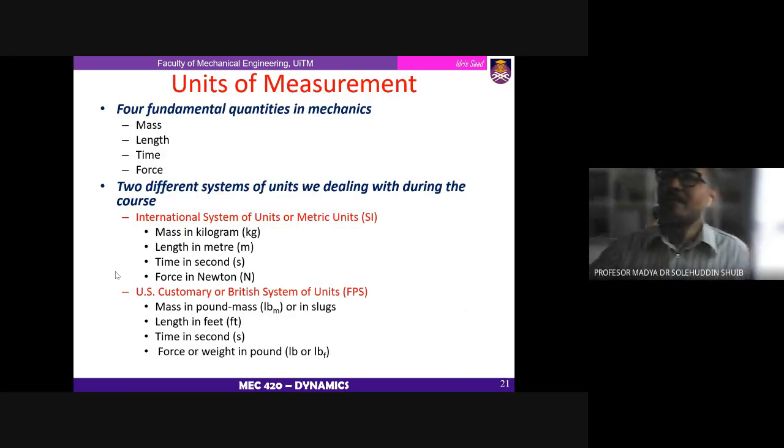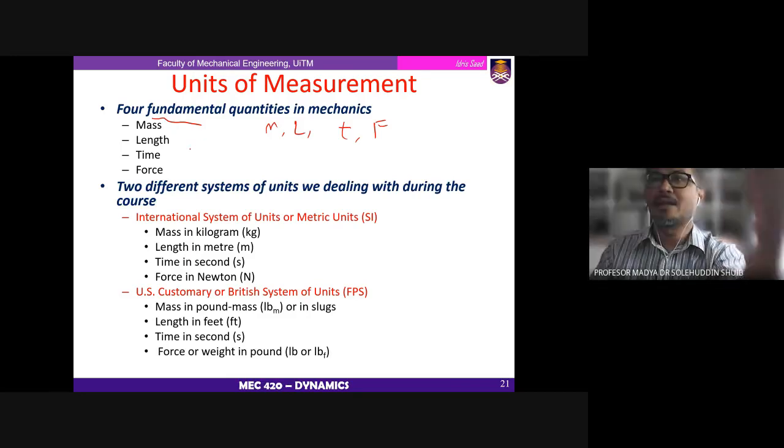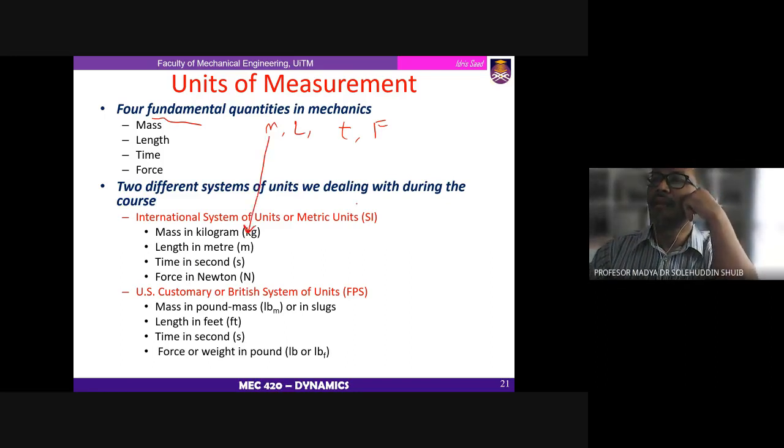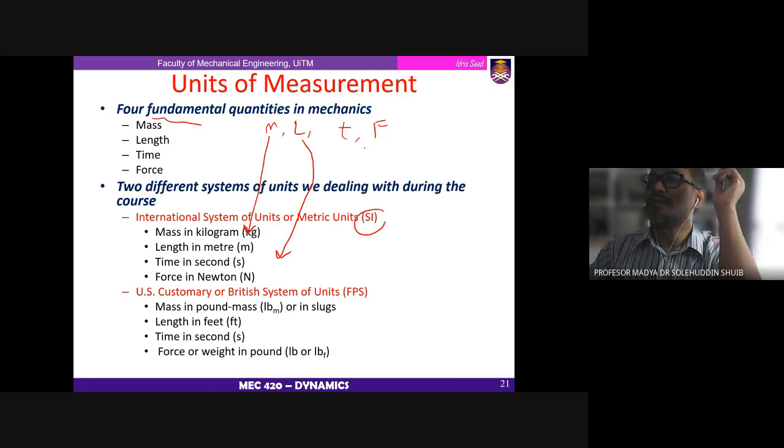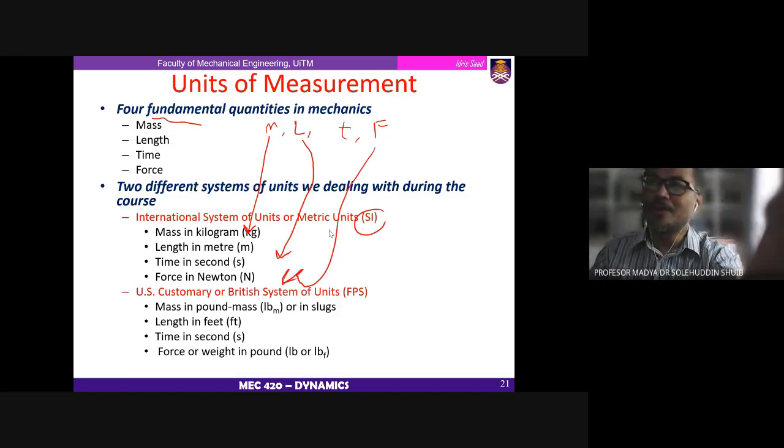Next one is about units. I mentioned a few times just now about units. These are the four fundamental quantities: mass, length, time, and force. For dynamics, these are the fundamentals. The unit for mass is kilogram if you are using SI. The unit of length is meter, the unit of time is second, and the unit of force is newton. This is for SI.